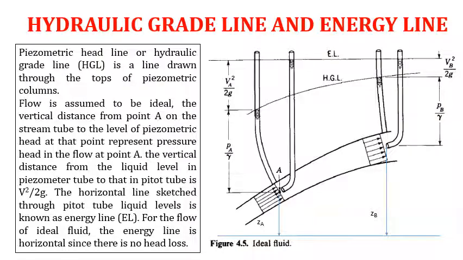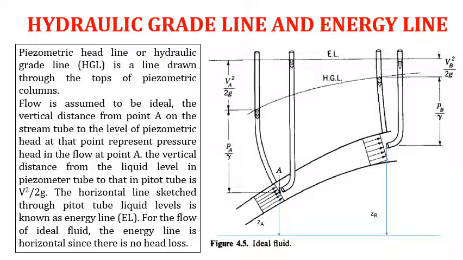As we know, the rise of liquid in piezometer tube represents the pressure head from the center of the pipe, and the pitot tube represents the total energy head. So take this as our datum, any reference plane, and from that datum till the center of pipe, this is called elevation head ZA, and till section B it will be ZB. Then from the center of the pipe till the rise of liquid in piezometer tube represents the pressure head at that point, so it is PA over gamma. Similarly at section B it is PB over gamma.